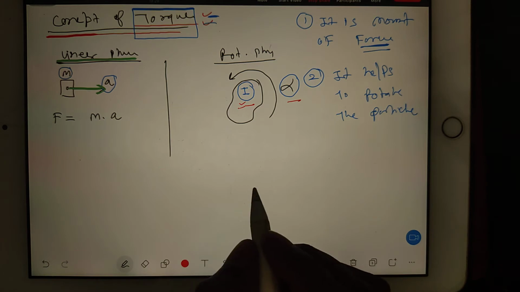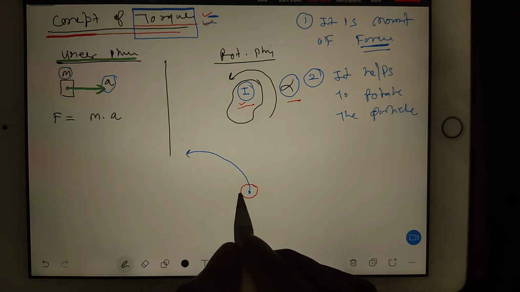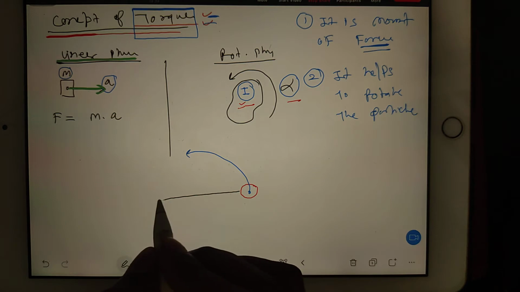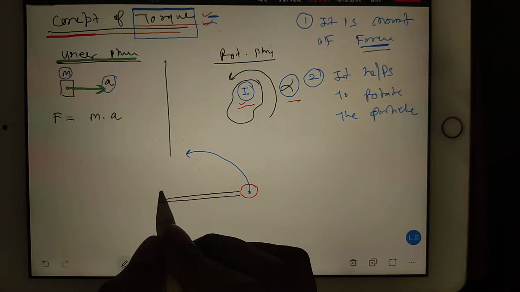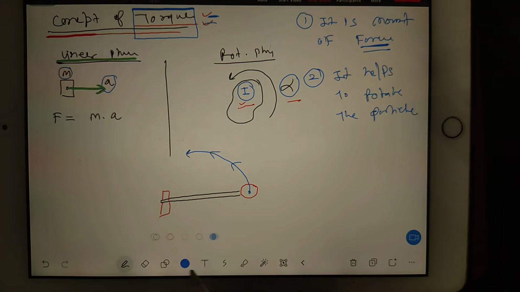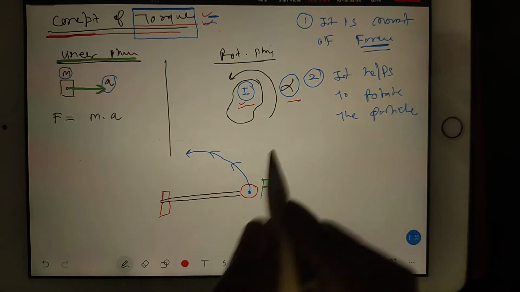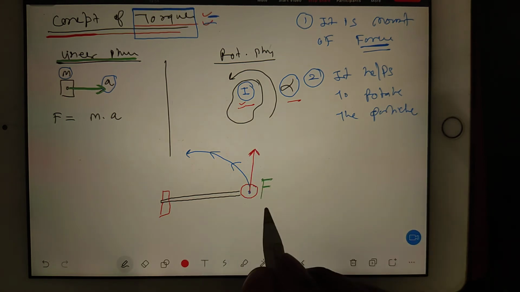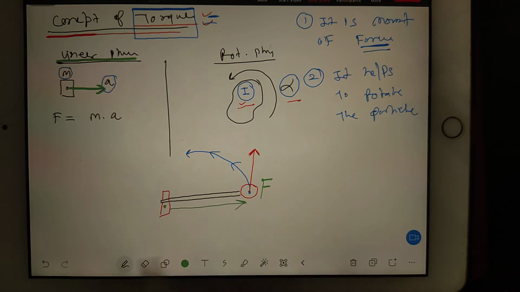Suppose there is a particle and this particle is about to rotate like this. So first of all, you do one thing: you connect this particle with a hook like this, and about this hook the particle will rotate like this. You will apply a particular force on this particle. The direction of force will be this, and the distance from the hook at which you are applying the force, you will call r.